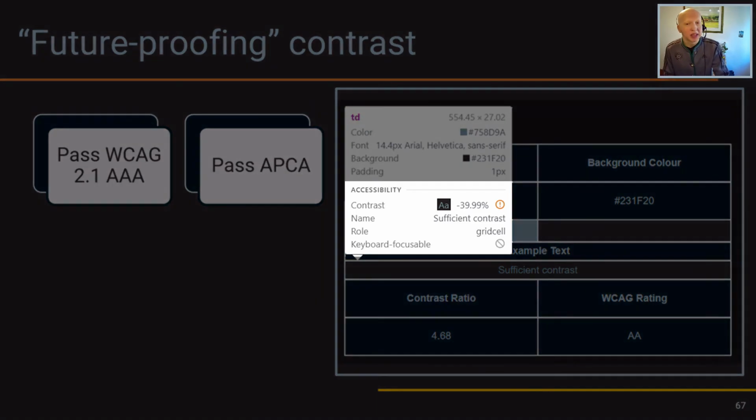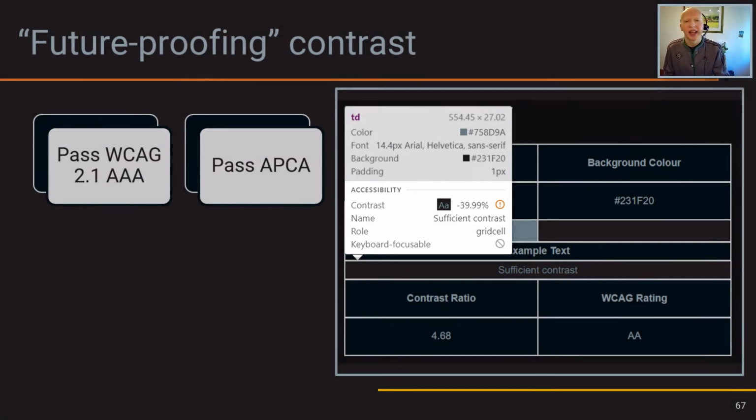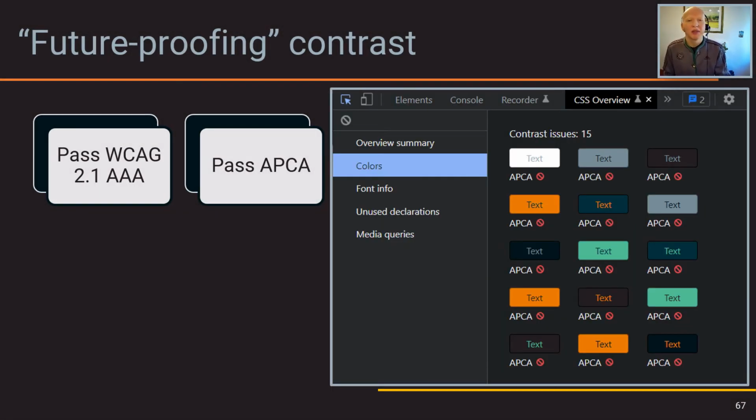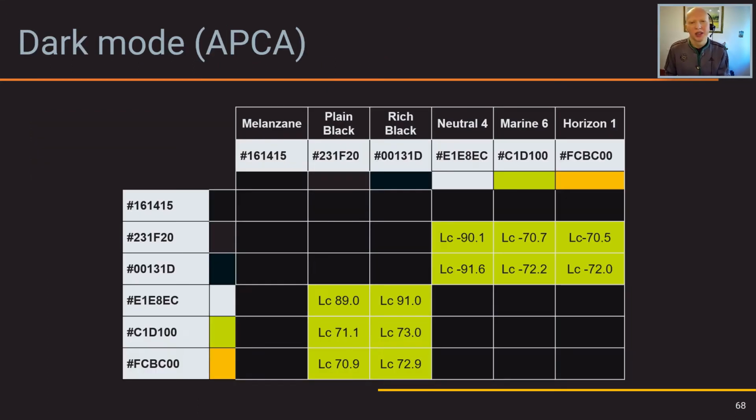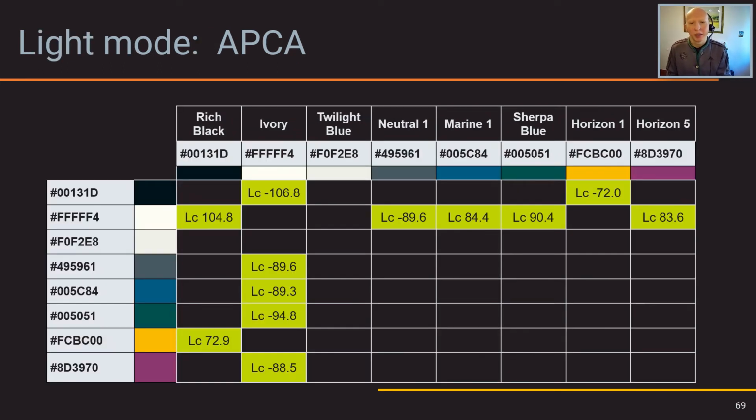Chrome DevTools can be configured to measure for APCA, and you can use the CSS overview in DevTools to find all failing examples. I found that using this in combination with the color matrix script I'd written was really useful for identifying which colors would and wouldn't work. So in dark mode, the body text is above 90 LC, and the same in light mode. Now, I do find that when you're in light mode, you are going to get higher contrast ratings under APCA.